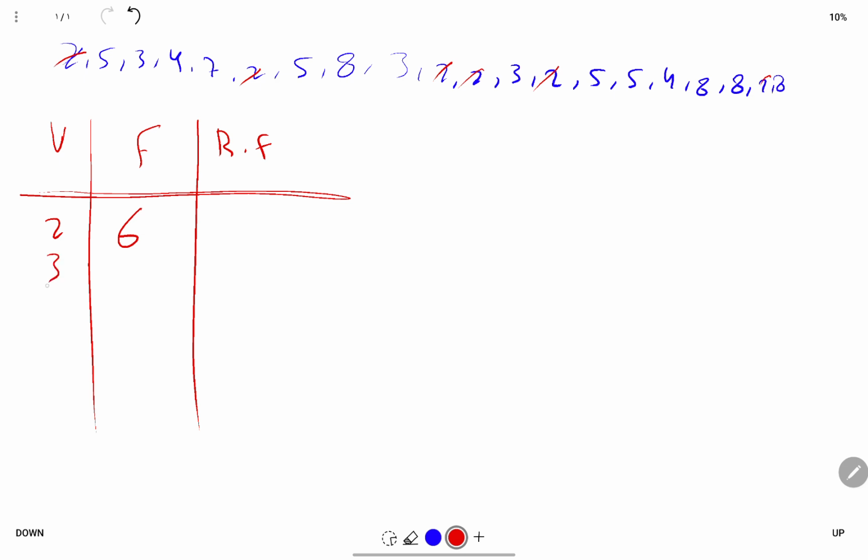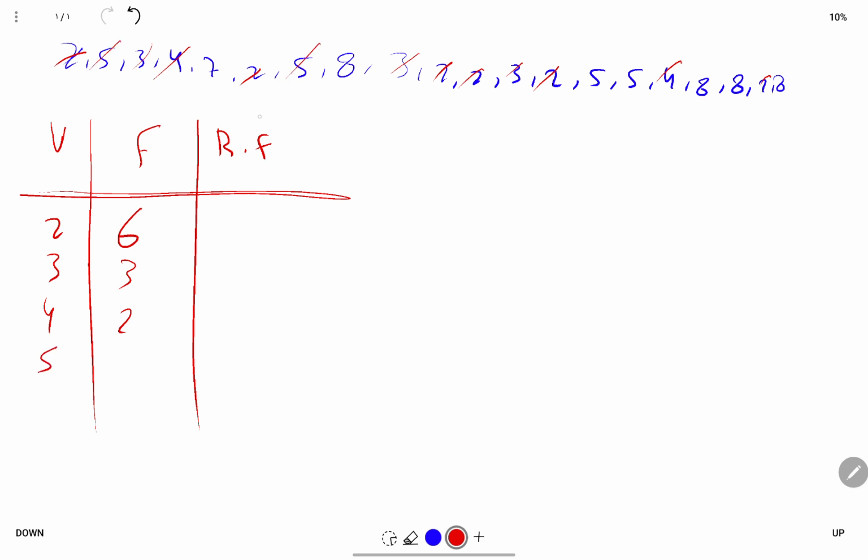Now next we have 3. So we have 1, 2, 3. So we have three 3's. Next number we have 4. So we have 1 and 2. Two 4's. Next number we have 5.